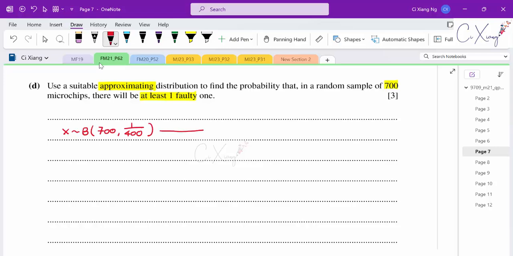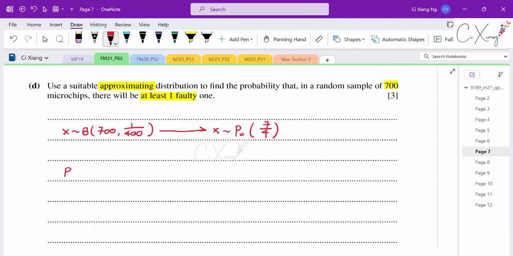Okay, so change it to Poisson still, because if you double check the condition, n is still greater than 50, n times p basically still less than 5. Okay, so you want to change it to Poisson distribution. So you take 700 multiplied by 1 over 400, so you have 7 over 4 as your lambda.